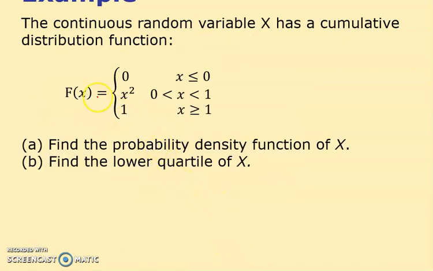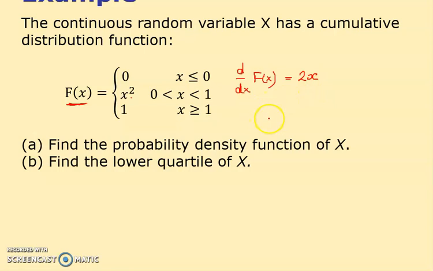Next example. Now this example is actually the other way around. This is saying f of x is this. So notice what I said before: I can find the PDF by differentiating this. So if I differentiate x squared, hopefully you will agree that is 2x.